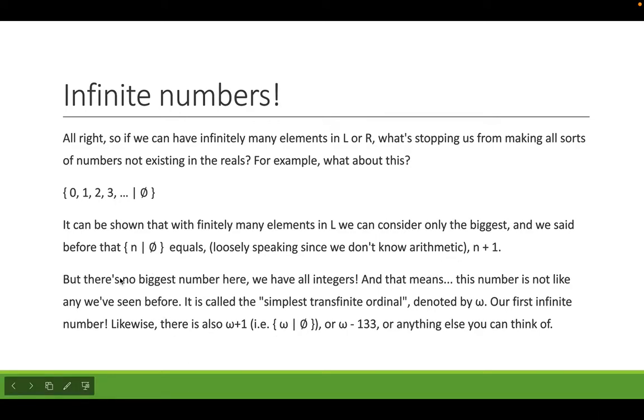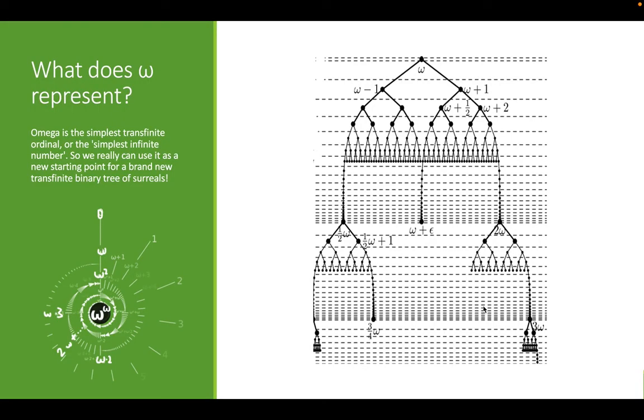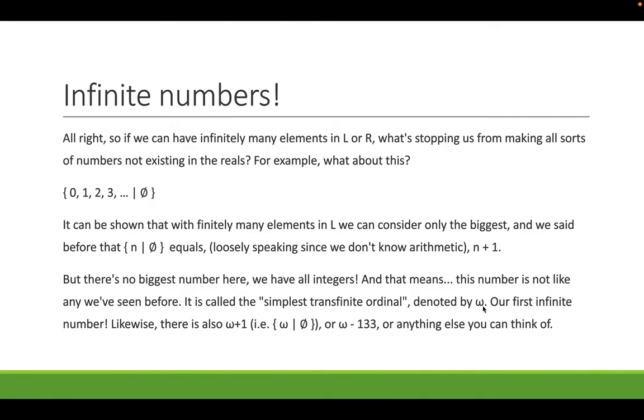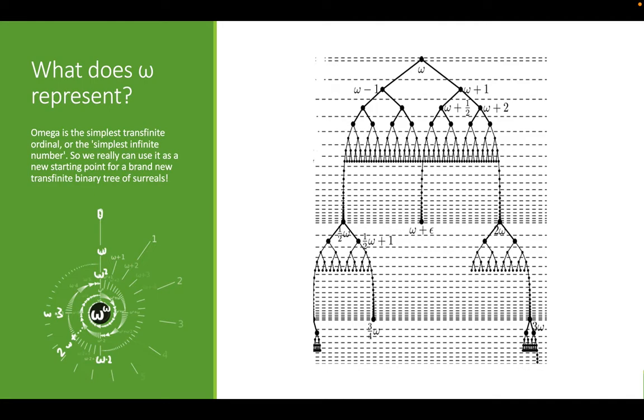But there's really no biggest number here. You have all integers, and that means this number is not like anything we've seen before. It's called the simplest transfinite ordinal and is denoted by the Greek letter omega, our first infinite number. And so there's also omega plus 1, so omega bar the empty set, or omega minus 133, or 2 omega, or anything else you can think of. So what does omega represent? Well, omega is the simplest transfinite ordinal, or the simplest infinite number.